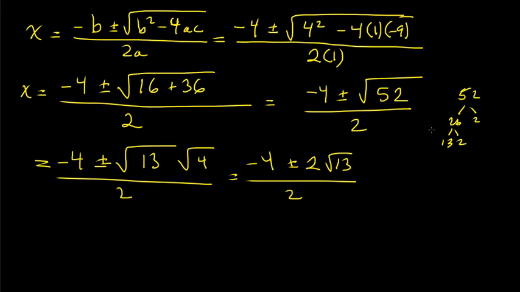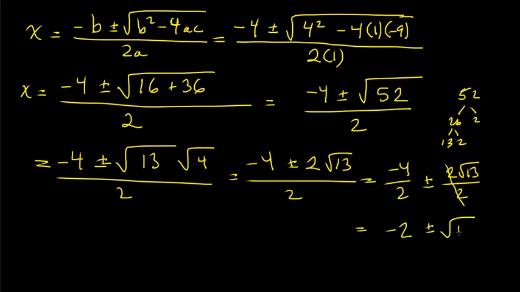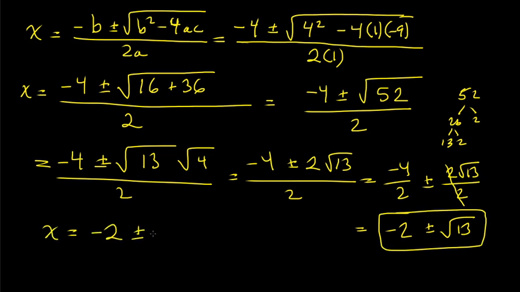And we can go one step further because we can split this up as negative 4 over 2 plus or minus 2 square root of 13 over 2. So negative 4 divided by 2 is negative 2. And then 2 divided by 2 is 1, so plus or minus the square root of 13. So those are our solutions. X equals negative 2 plus or minus the square root of 13.